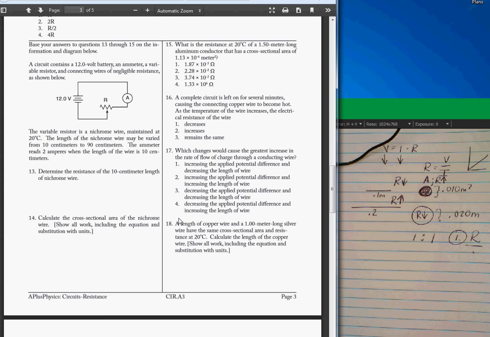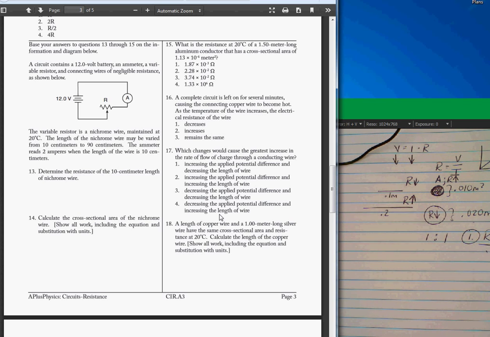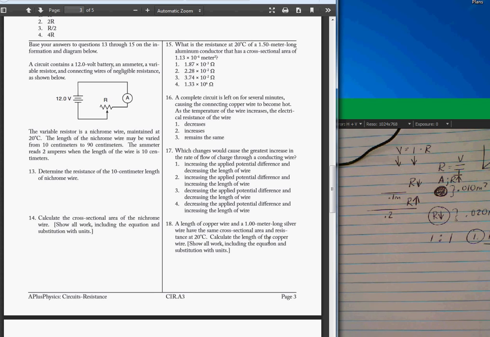Okay, 17. Which changes would cause the greatest increase in the rate of flow of charge through a conducting wire? Your answer should be increasing the applied potential difference and decreasing the length of the wire. Making the wire shorter gives you less resistance, and increasing the potential difference means you're increasing the amount of power and the amount of voltage.